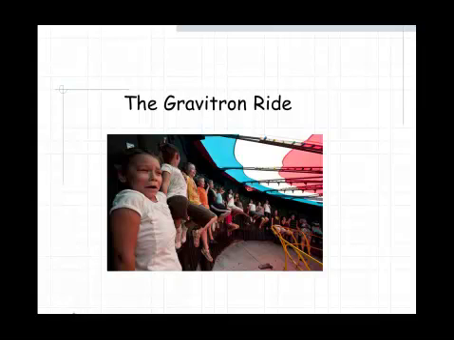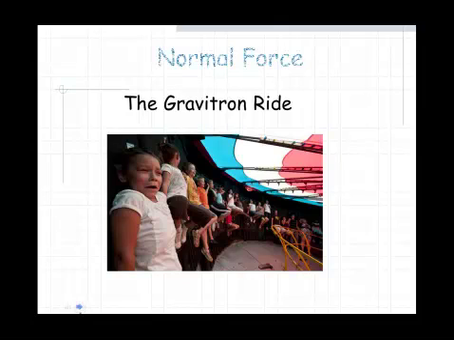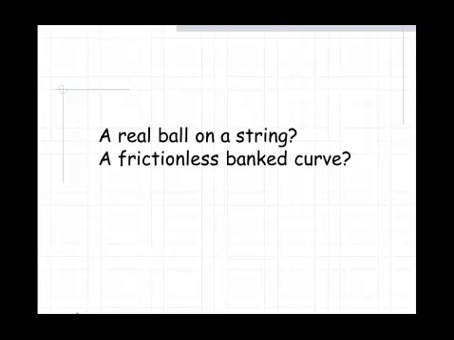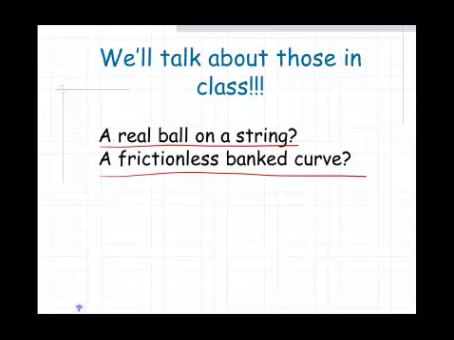The Gravitron ride, what's the real centripetal force in this case? It's the normal force. For a real ball and a string, because remember earlier I said that when a ball is going in a horizontal circle, the centripetal force is due to tension, but a real ball on a string is a little more complicated, as is a frictionless banked curve. Those examples we'll look at in class.